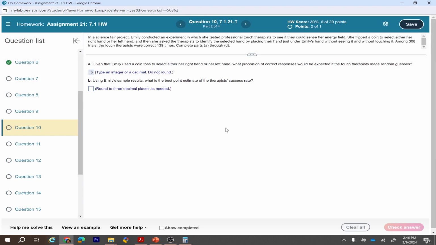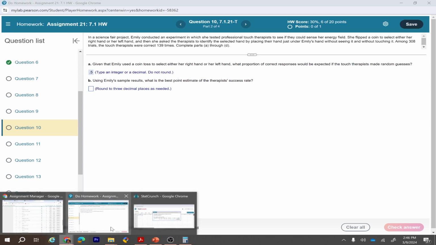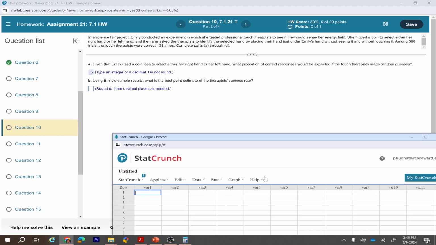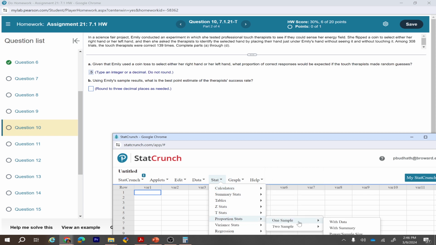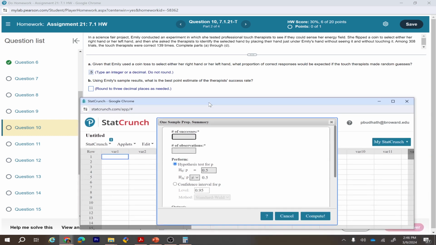But what is the right proportion using Emily's sample result? So what is the best point estimate? To answer this question, we can use StatCrunch one more time. Here we can go back, choose the calculator, choose proportion, choose one sample, choose with summary, and fill out this information. Based on this information, out of 308 observations, 139 were successful.